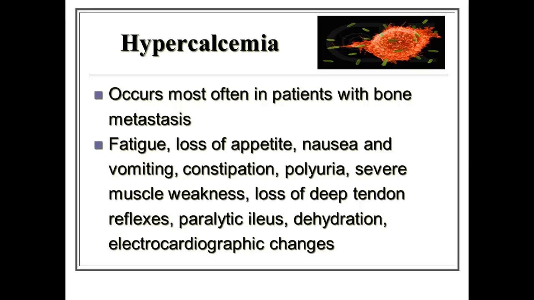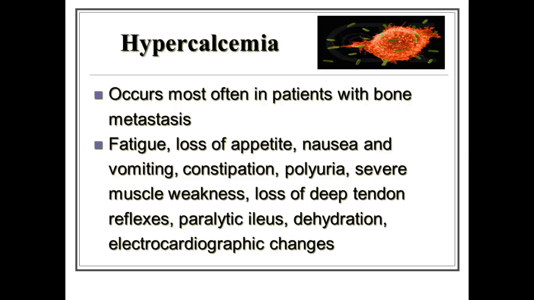Another thing that could happen as a result is increased calcium levels, because most often in patients with bone metastasis, when they have cancer in the bone, that causes release of calcium in the bloodstream. And so some cancers like lung, head and neck, kidney, or lymph nodes, they secrete the parathyroid hormone, and it causes bone to release calcium. As a result of releasing the calcium in the bloodstream, the person will be fatigued. They'll have loss of appetite, nausea and vomiting, constipation. They'll start urinating a lot.